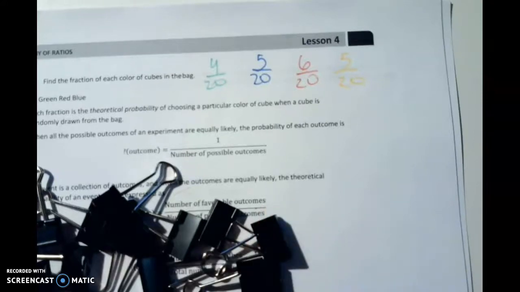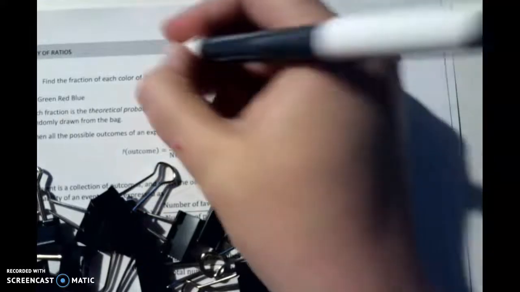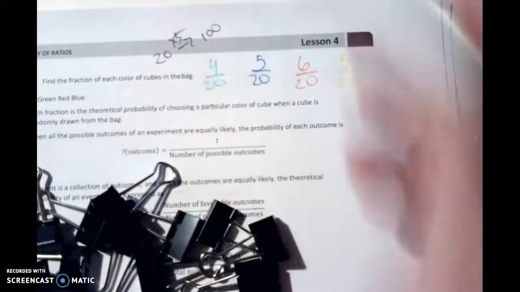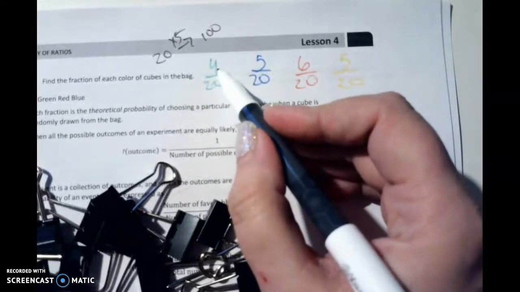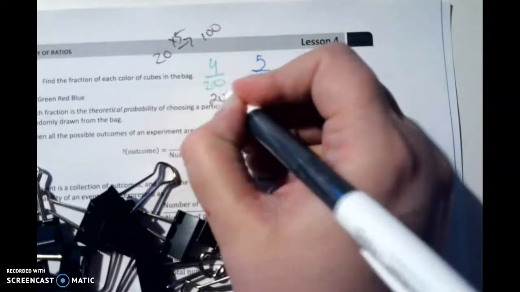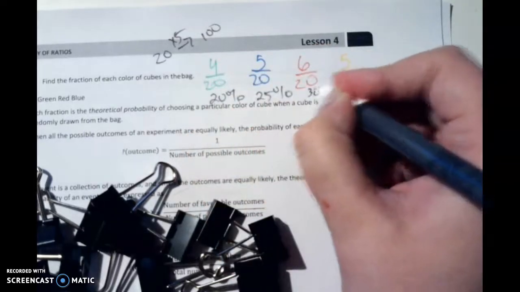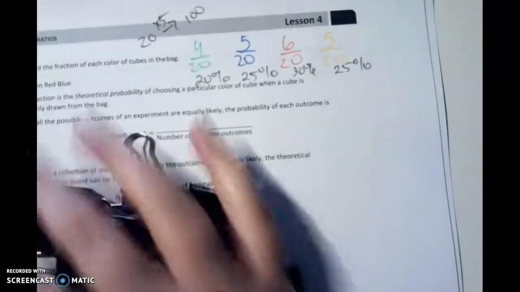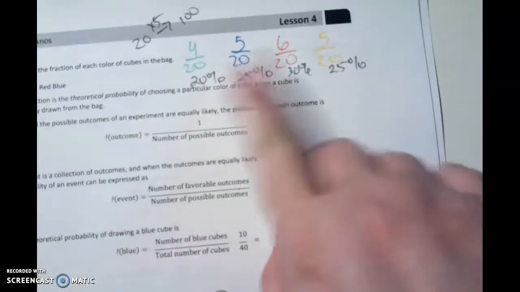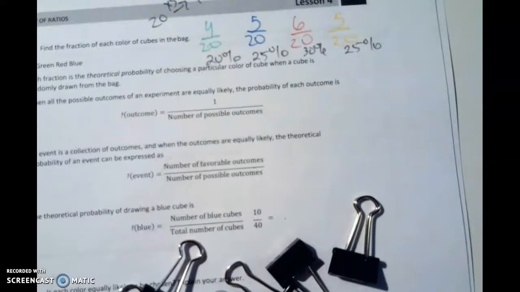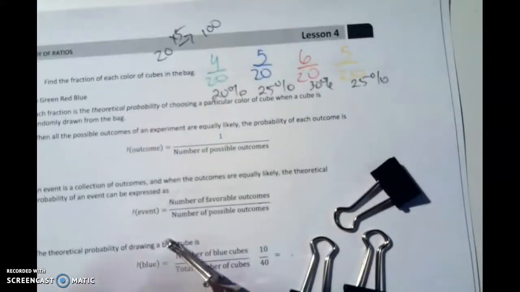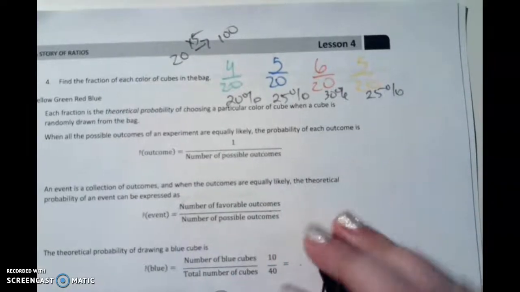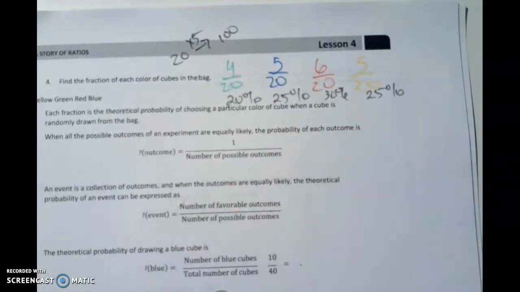All right. Now, if I wanted to make those percents, I know that percent is out of 100, so I could really think about it this way. To get from 20 to 100, it's times 5. So I could multiply each numerator by 5 and get my percent that way. 20%, 25%, 30%, 25%. And if I add those up, all of it together, it's 100%. 50, 60, 70, 80, 90, 100. And it worked. Now, each fraction is the theoretical probability of choosing a particular color when a cube is randomly drawn.